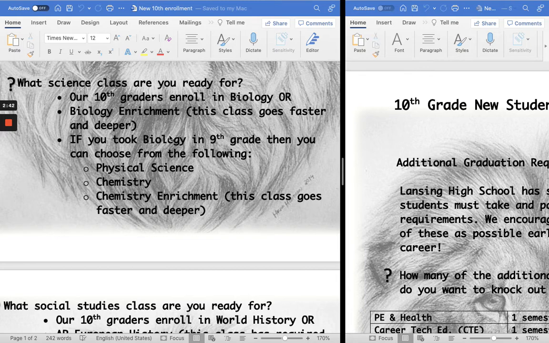which is an introduction to chemistry and an introduction to physics. It's a great course if you are not real strong in the sciences and you need some introductory level courses before you jump right into chemistry. If you are a whiz at science and you're ready to move on and you have good math skills as well, then you could choose chemistry or chemistry enrichment. Again, the enrichment class is a faster, more in-depth class.